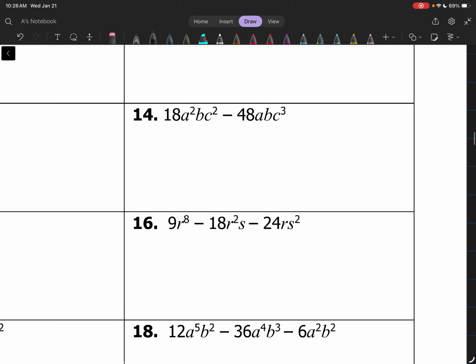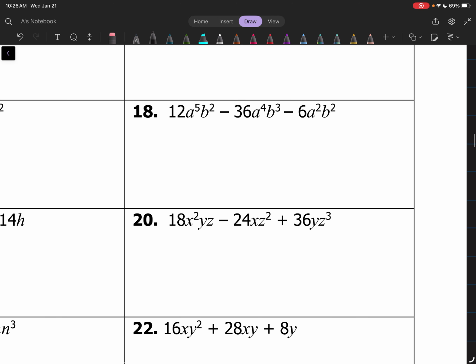I'm going to jump down to number 18. I have 12a to the 5th b squared minus 36a to the 4th b cubed minus 6a squared b squared.